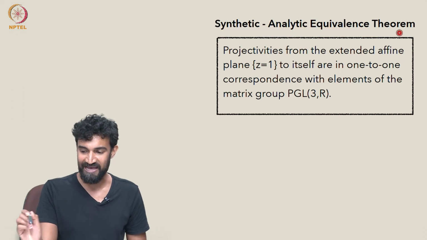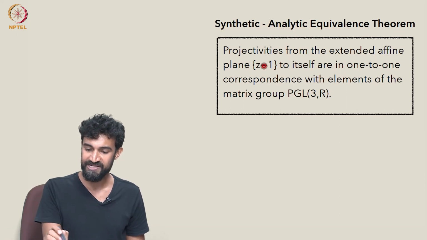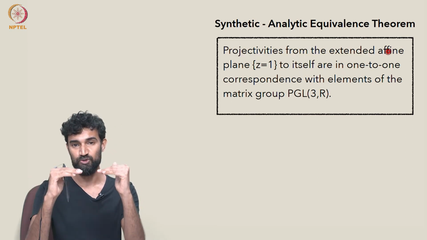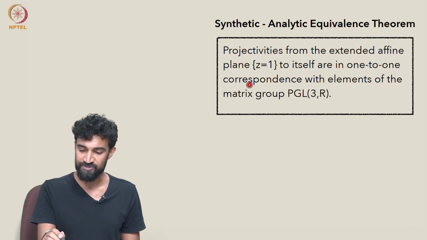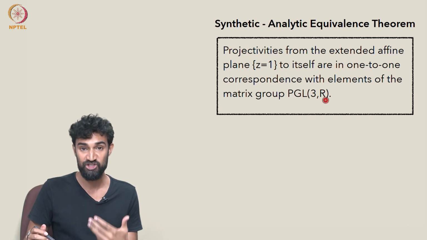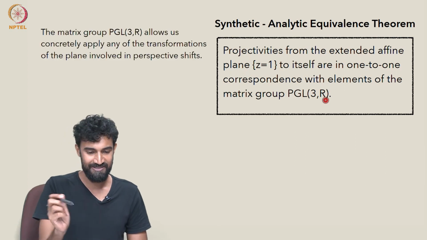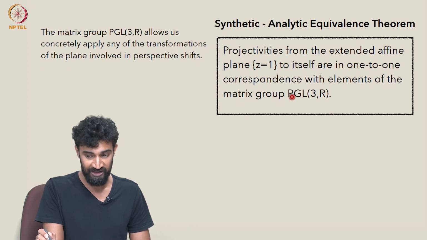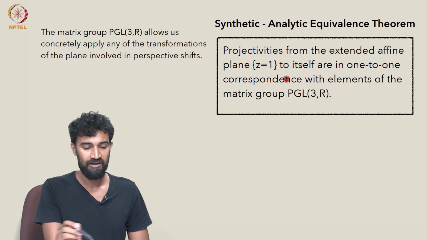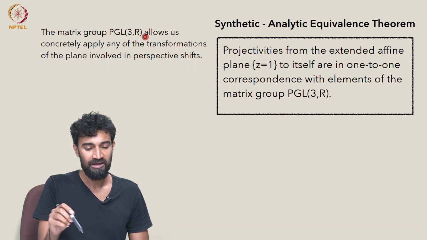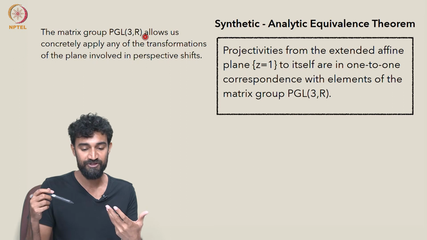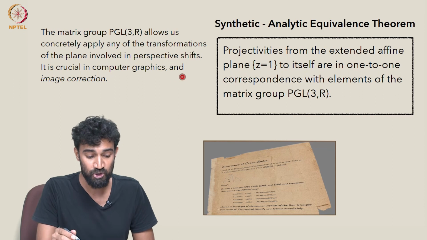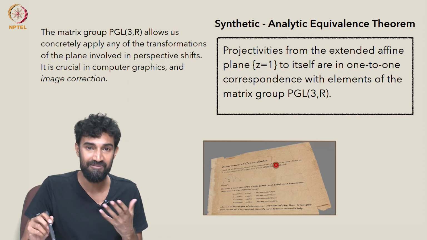So going back to the synthetic analytic equivalence theorem, it states that projectivities from this plane z equals 1 to itself are in one-to-one correspondence with the elements of the matrix group PGL3R. And so really everything we've been studying up till now can be framed in terms of PGL3R and RP2. But this new framework with PGL3R allows us to concretely apply any of the transformations involved in perspective shifts. So it's really crucial in, say, computer graphics or image correction.